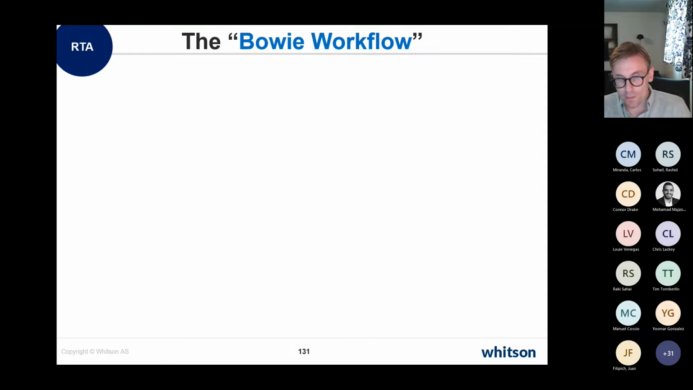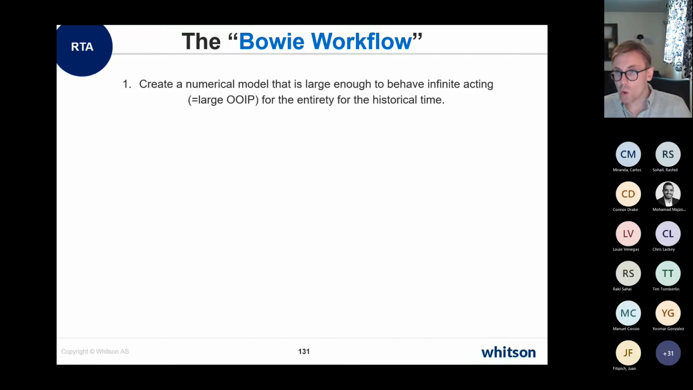So with these fundamental relationships defined and known, Braden came up with this 8-step workflow that is, of course, automated in Whitson Plus, and it does exactly these 8 steps behind the hood for us. The first is that it takes a numerical model that we know is large enough to behave infinite acting for the entirety of historical time.